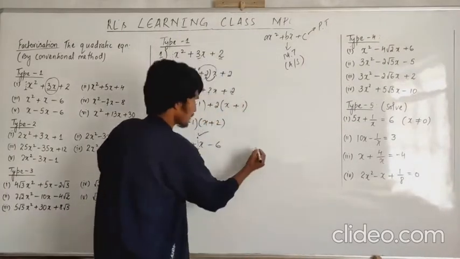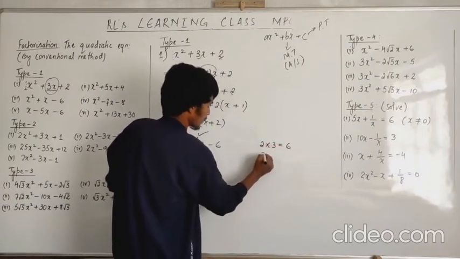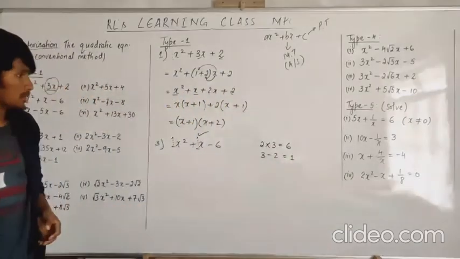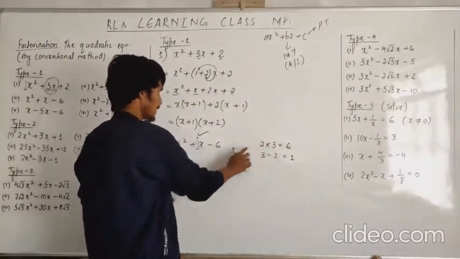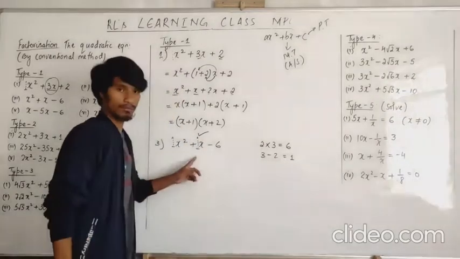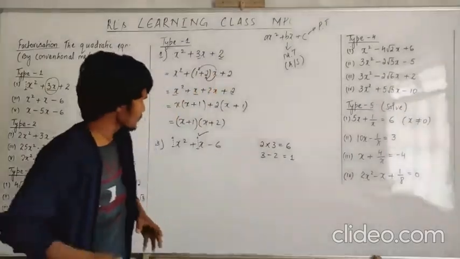Okay, I can write here. 2 into 3 equals 6, or 3 minus 2 equals 1. Now 2 into 3 we got this product 6, then 3 minus 2 we got this one. Will we use subtraction?